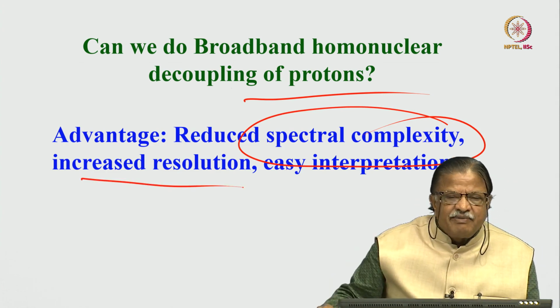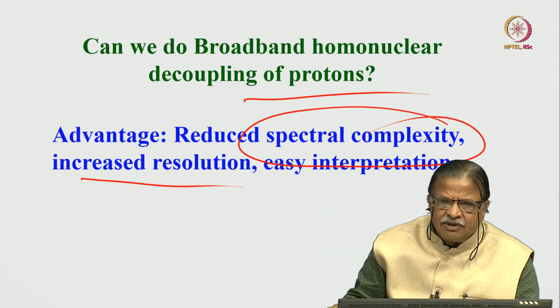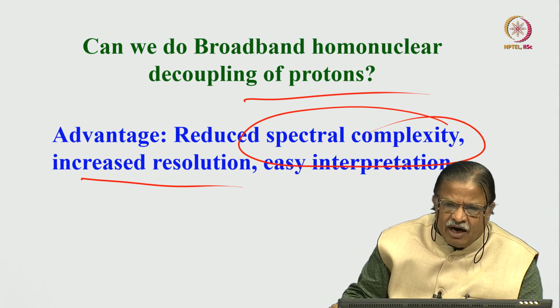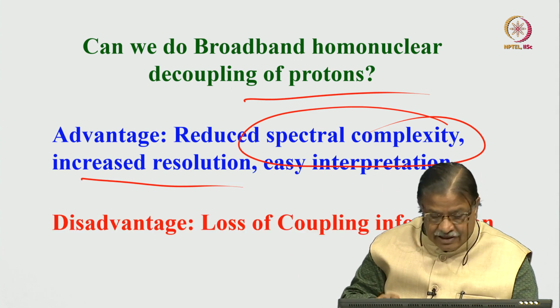Interpretation of the chemical shift becomes easy. You can identify the chemical shift of each of the individual protons, because when you remove the complexity, each peak corresponds to a particular chemical shift of chemically inequivalent protons. There is an advantage. But what is the disadvantage?